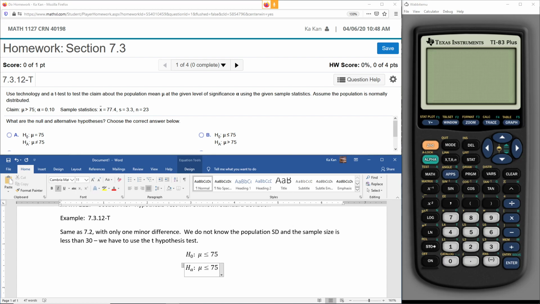And this time it's going to be bigger than 75. And remember, that is the claim.